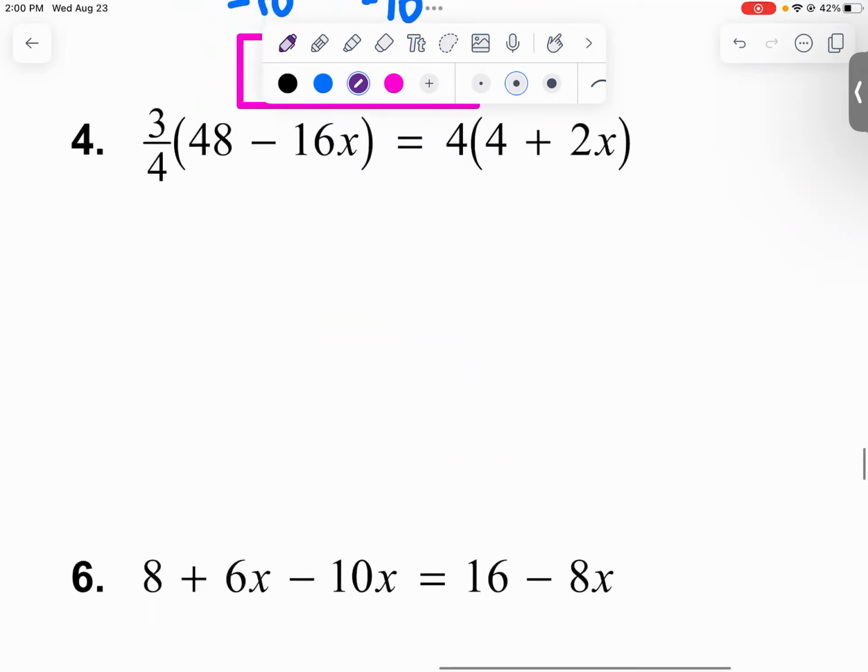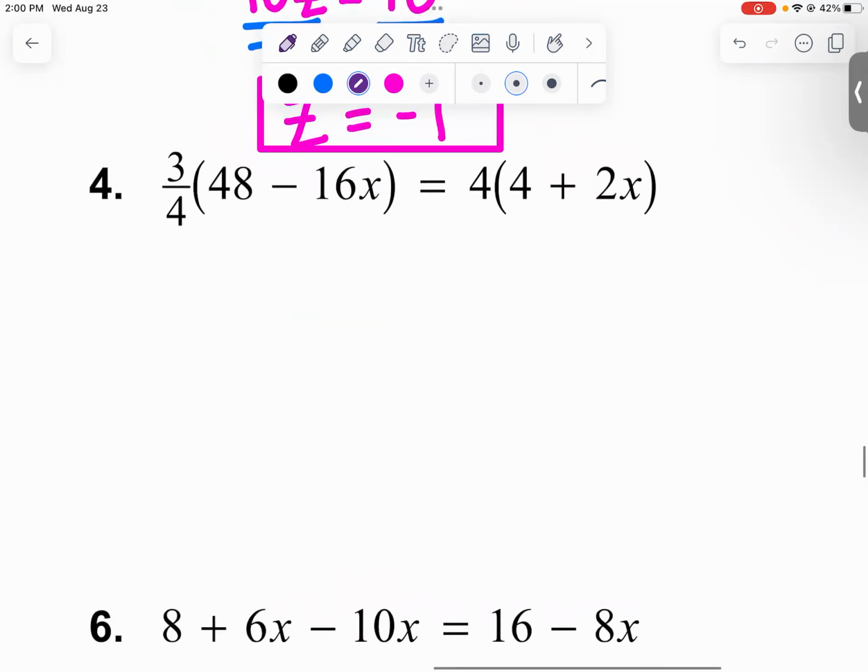Okay, let's look at number 4. Well, I'm just waiting for everyone to collect themselves. Gabe, what's the first thing we need to do? I feel like we cannot do that yet. We need to distribute first.